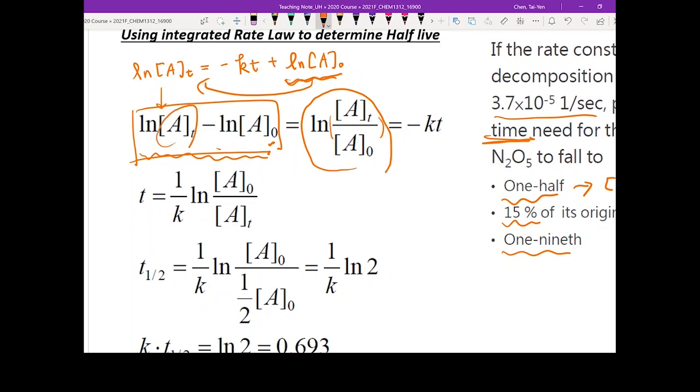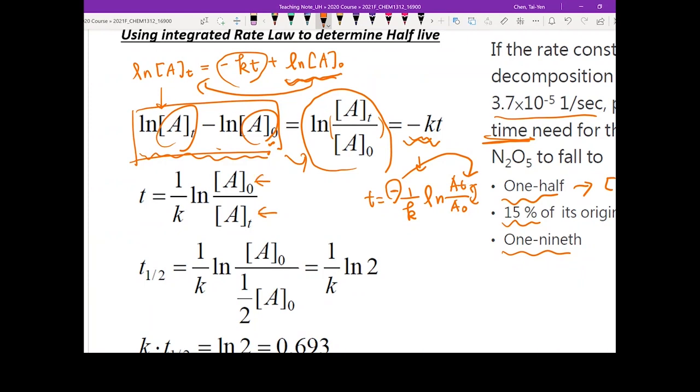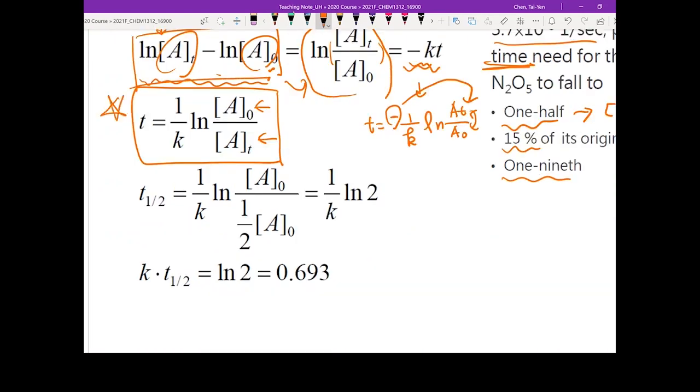Then it will be this on the top, that is actually at the bottom. Then it's going to equal to just your negative kt. You can actually move the k to the left. So you're going to get t is equal to 1 over k, negative sign, natural log At over A naught. Put the negative sign into my natural log. It's going to flip this, so that A naught right now is actually at the top, At is actually at the bottom. So this is something that you might want to actually memorize.